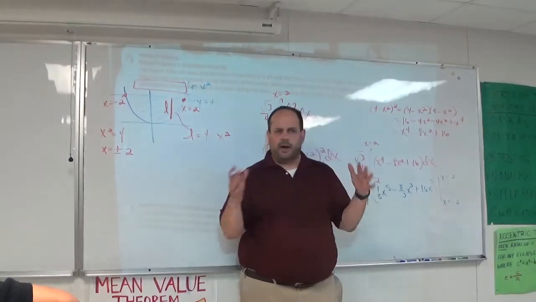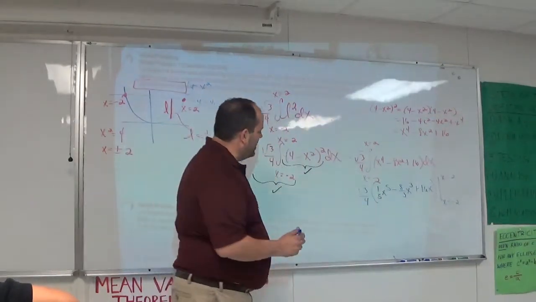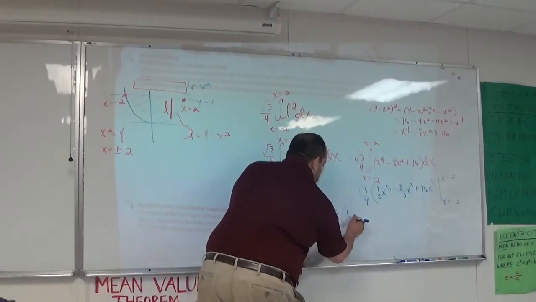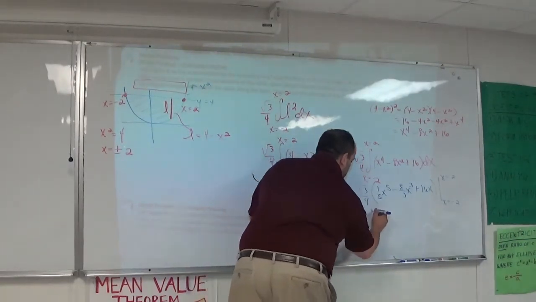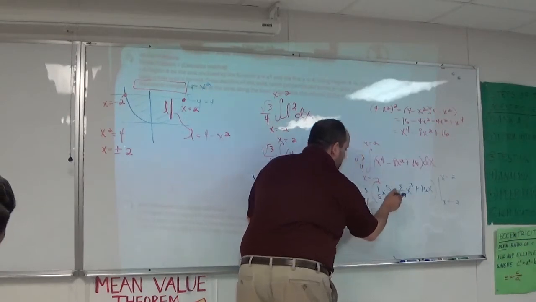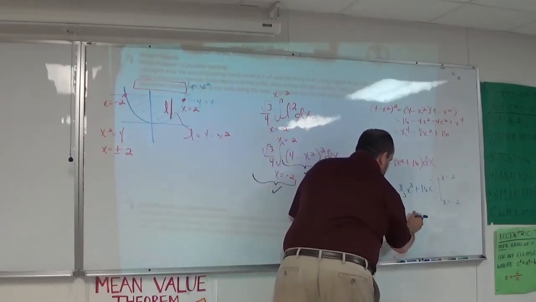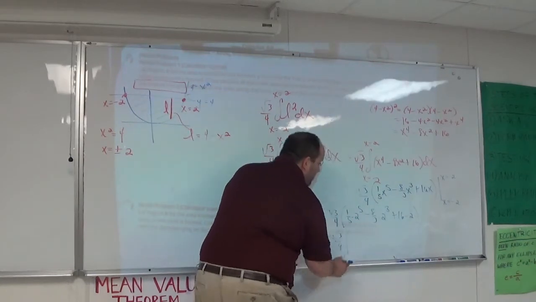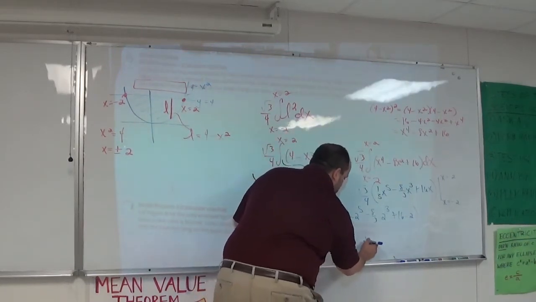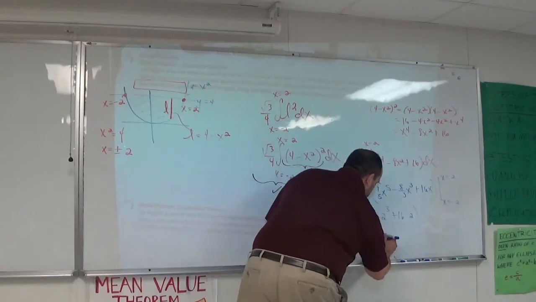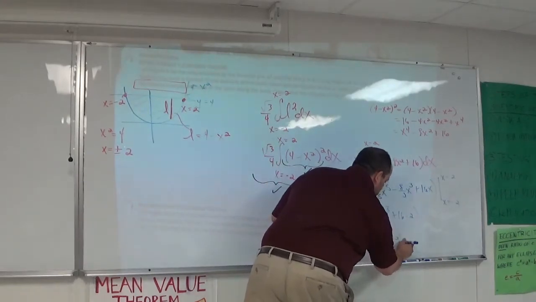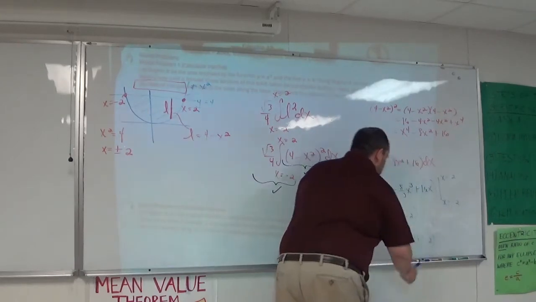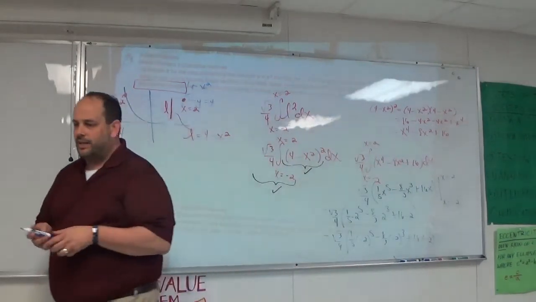Hopefully, that process is really comfortable. We're not going to worry about the simplification. What we know is it's square root of 3 over 4 times 1/5, 2 to the 5th, minus 8/3 times 2 cubed, plus 16 times 2, minus square root of 3 over 4 times 1/5, negative 2 to the 5th, minus 8/3, negative 2 cubed, plus 16 times negative 2. What's all that equal to?